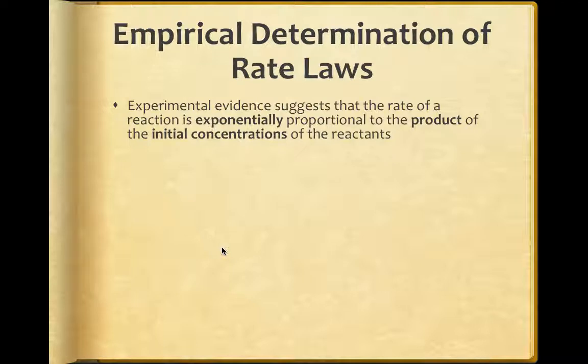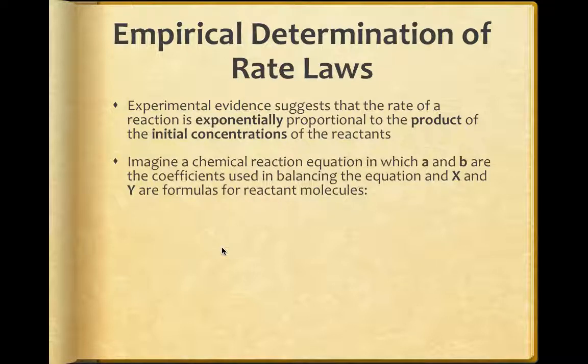So experimental evidence suggests that the rate of a reaction is exponentially proportional to the product of the initial concentrations of the reactants. So let's imagine a chemical reaction in which a and b are the coefficients used in balancing the equation, and X and Y are the formulas for the reactant molecules. So here we have our reaction. We have X reacting with Y to make some products, and the equation is balanced using coefficients lowercase a and lowercase b.